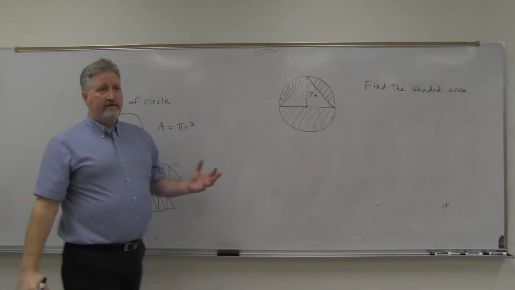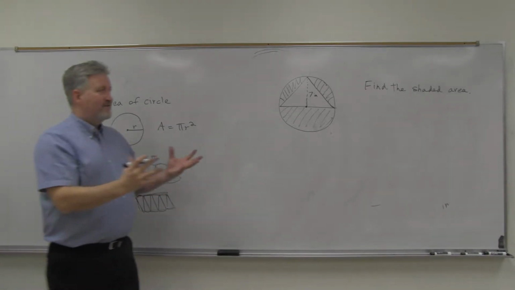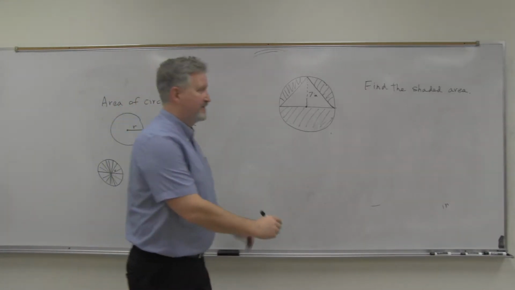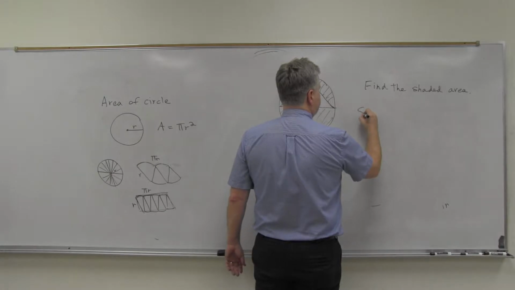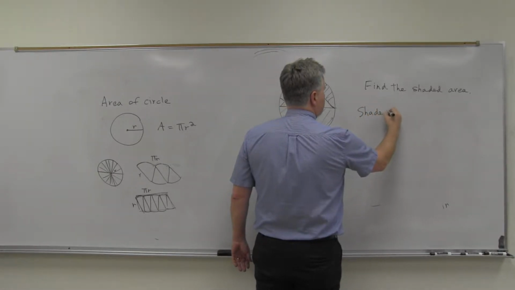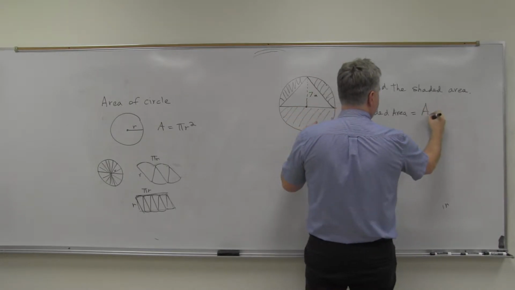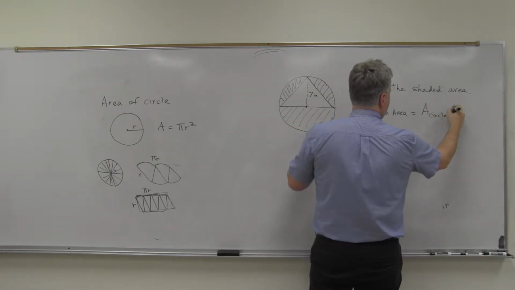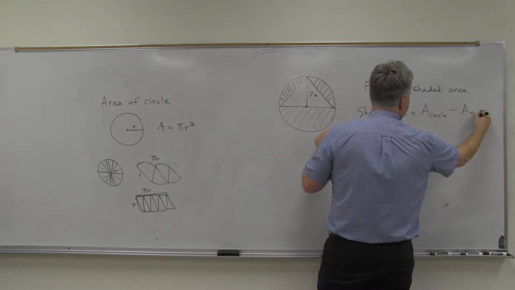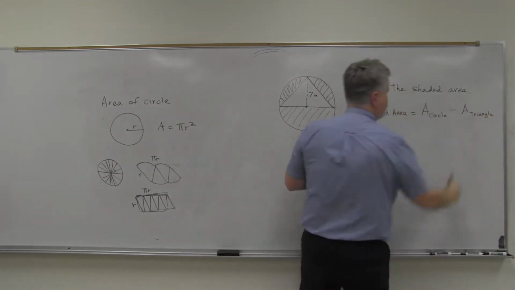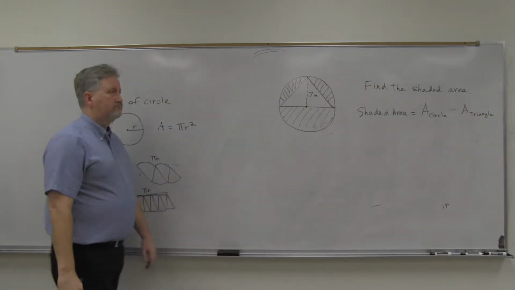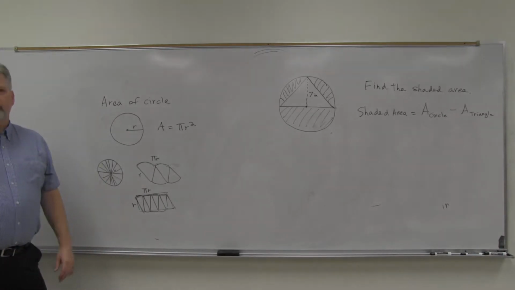Well, like we just said, that's a circle with a triangle cut out of it. So the shaded area is going to be the area of the circle minus the area of the triangle, right? Do you believe that? Yeah. It's got to be the area of the circle minus the area of the triangle.